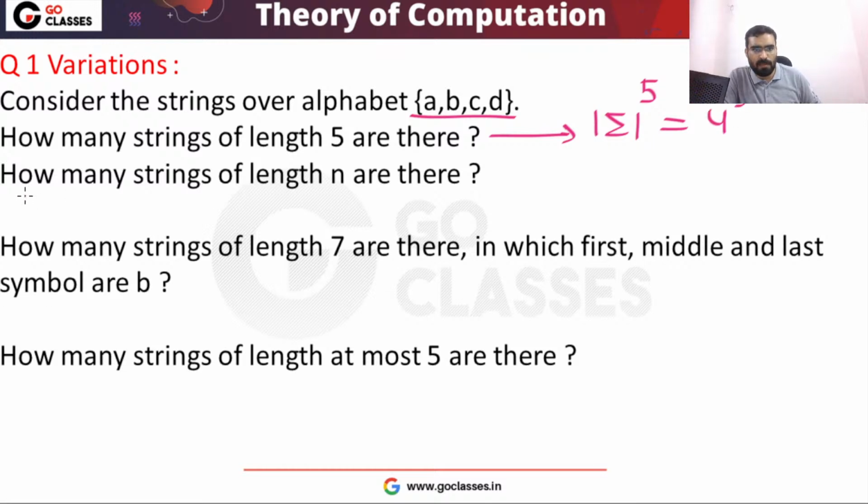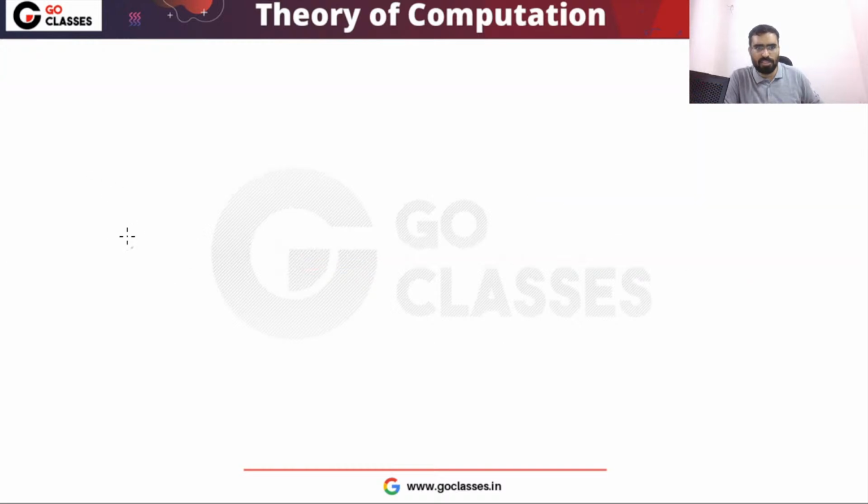What is the next question? How many strings of length n are there? That will be alphabet cardinality power n, and that will be 4 power n. So your answer will be 4 power n. Next question is, how many strings of length 7 are there in which the first, middle and last symbol are B?